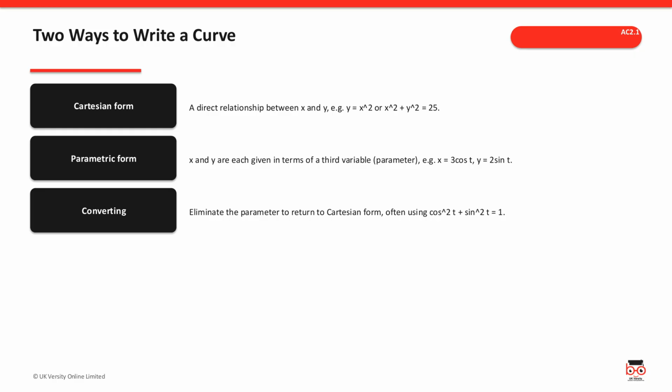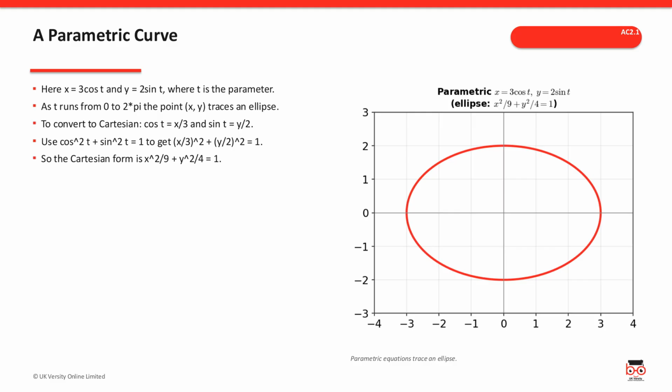Let's take x = 3 cos t and y = 2 sin t, where t is the parameter. As t runs from 0 all the way round to 2π, the point (x, y) traces out an ellipse. To convert, we note that cos t is x/3 and sin t is y/2. Then feed those into cos² t + sin² t = 1. That gives (x/3)² + (y/2)² = 1. Or neatly, x²/9 + y²/4 = 1.